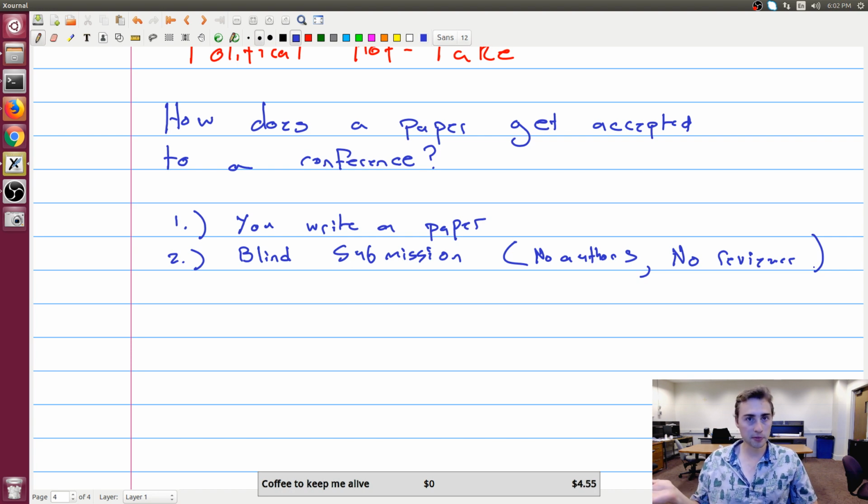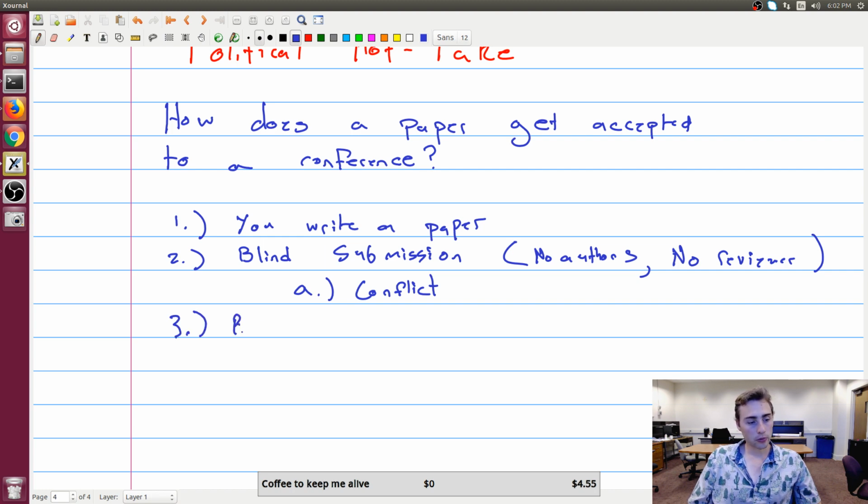And you're also supposed to conflict yourself out. And then we'll put this as a little sub note as A, which is conflict out. You have to mark your conflicts. So people that you worked with, people that might have been your advisor, people that you've co-authored with, anything like that, they're not allowed to review your paper. So there's a blind submission, meaning you don't know who the authors are and you don't know who the reviewers are.